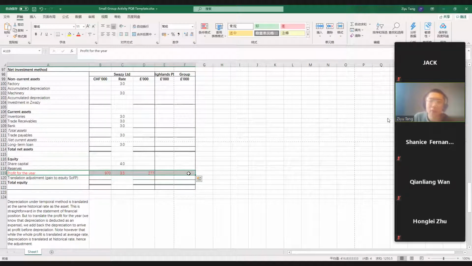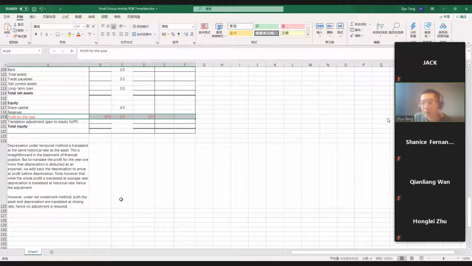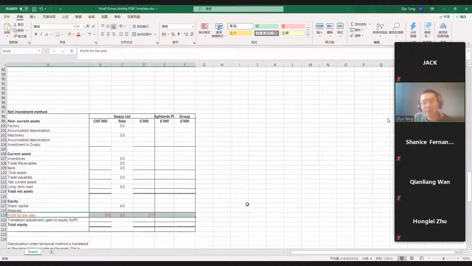I think if you can't understand, the most simple way is just to remember. Personally, I don't know the logic, but I think just remember that for the profit for the year in the net investment method, you don't need to make an adjustment because, as Dr. Gabriel said, under the net investment method, both the assets and depreciation are translated at closing rate, hence no adjustment required. Okay. Let's just remember that.